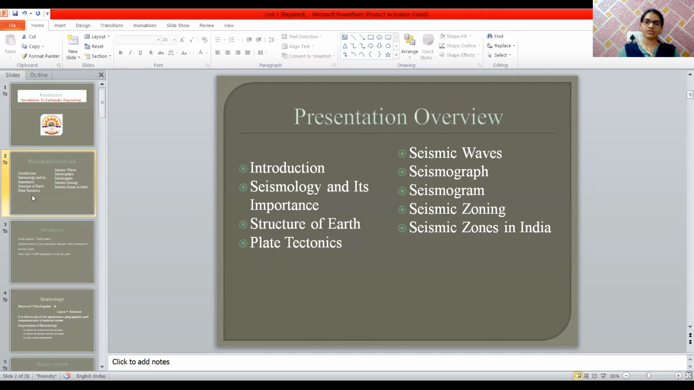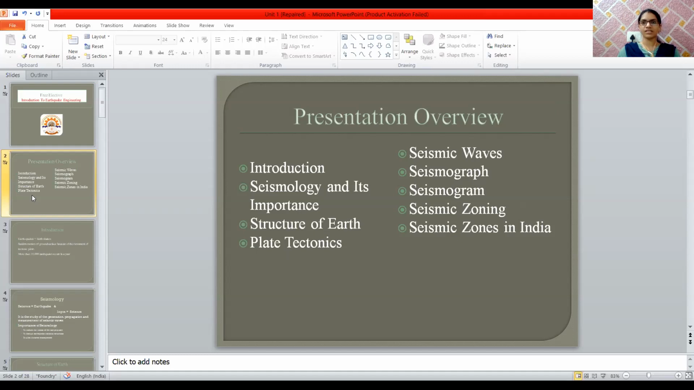Next topic is structure of the earth, or innermost part of the earth. Next topic is plate tectonic theory. Next, seismic waves. Next topic is seismogram, and seismic zoning of India. First topic is introduction of earthquake.